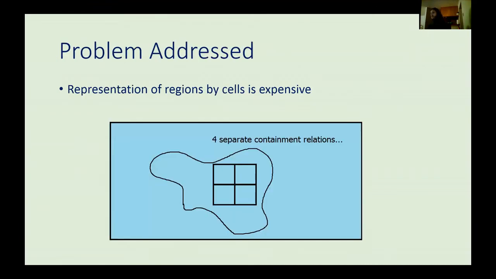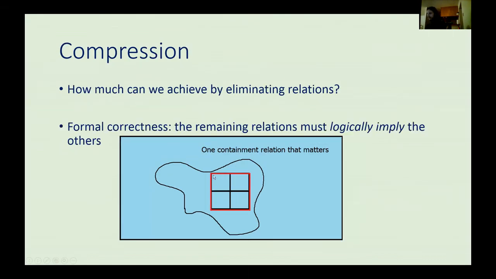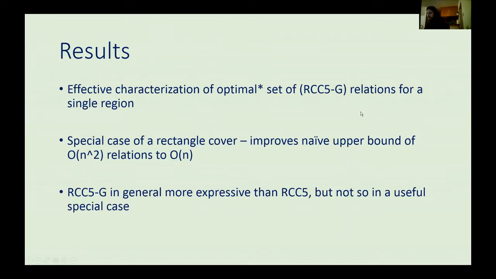So the problem with this is that you have to keep track of a lot of relations to a lot of cells in order to describe a region. For example, these 4 cells inside this blob here, that would be 4 different containment relations, but they're not all necessary. They all logically follow if you know that the blob contains this red cell. So research question, how much in general can we prune out unnecessary cell relationships without losing any information?